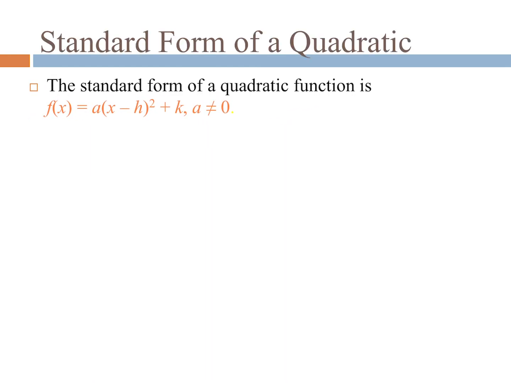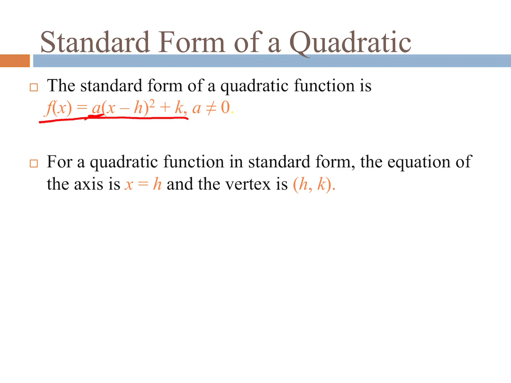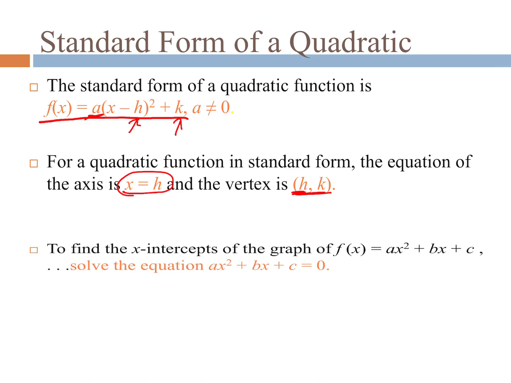Standard form, also known as vertex form, is this for our quadratic function: a times (x minus h) squared plus k. You still have that a, so you can tell if it opens up or down. Your vertex is (h, k), so notice your h and your k are from your formula up here. Our axis of symmetry is x equals h. It's just the same as the x value of our vertex. You will be asked to find the vertex today.